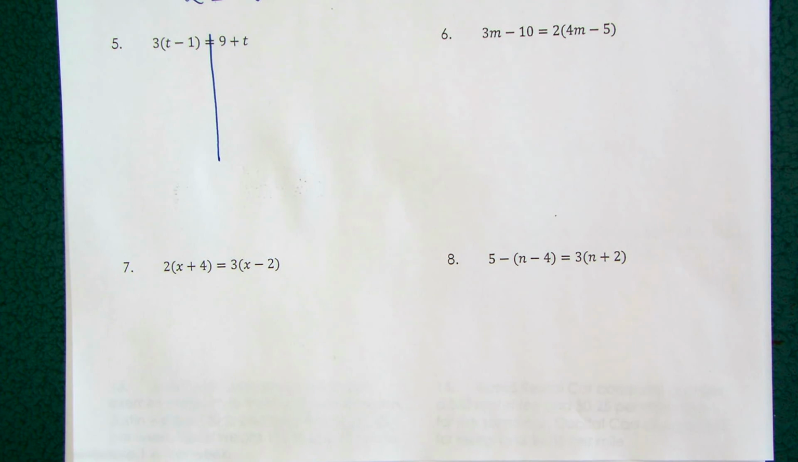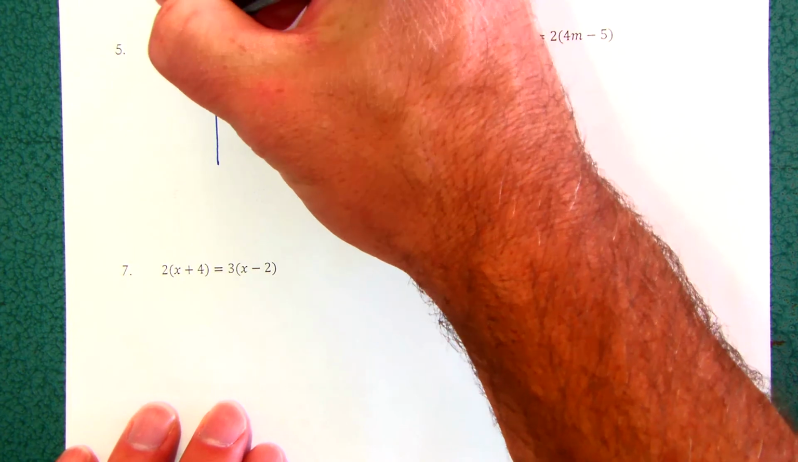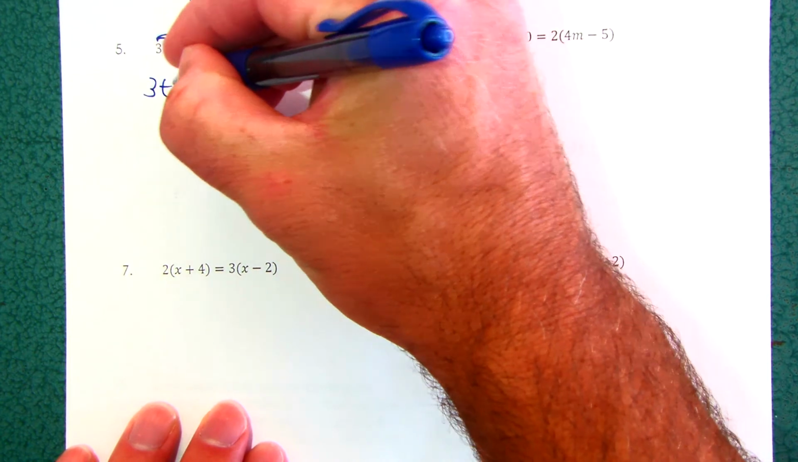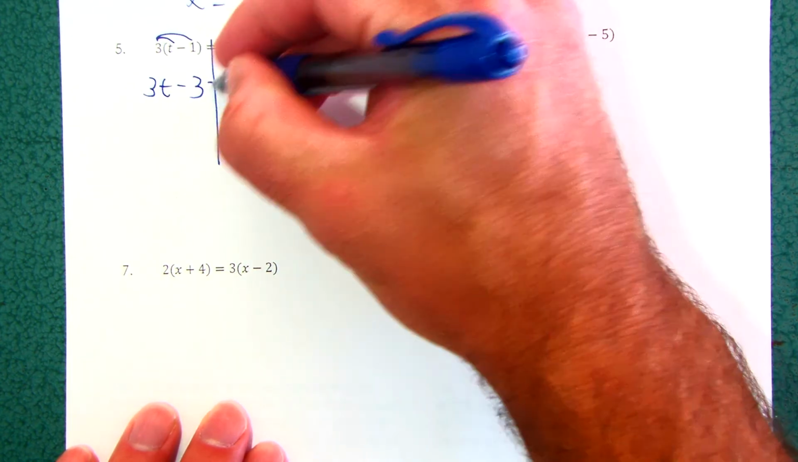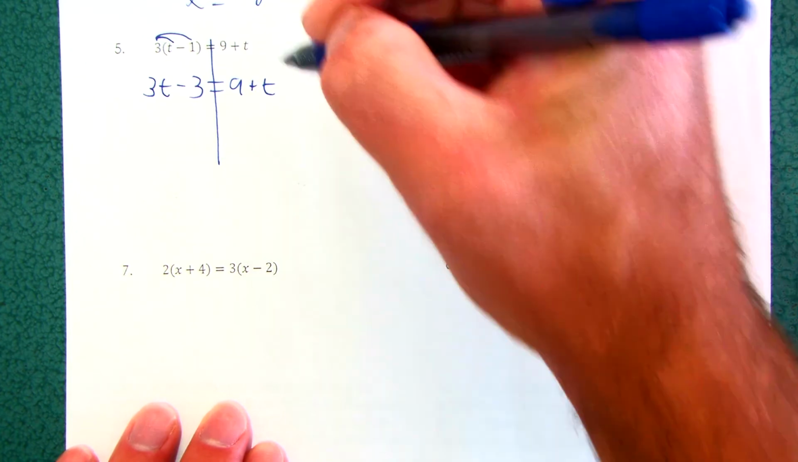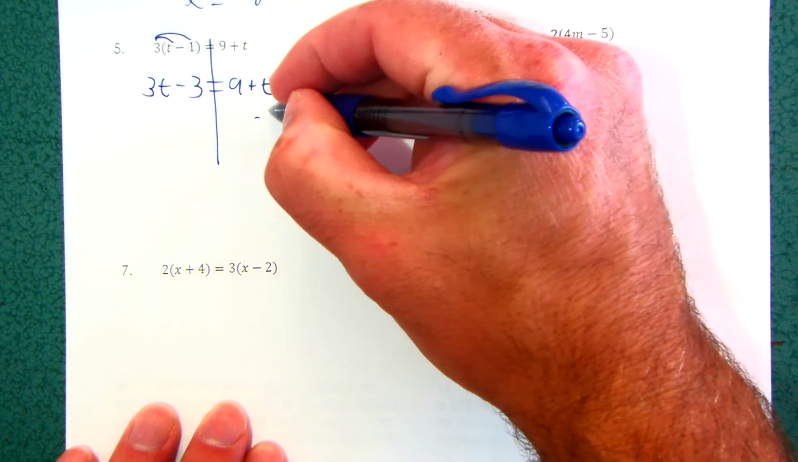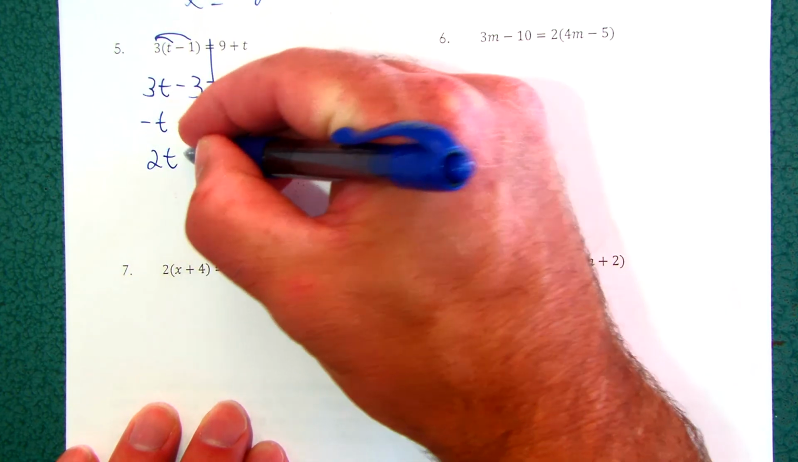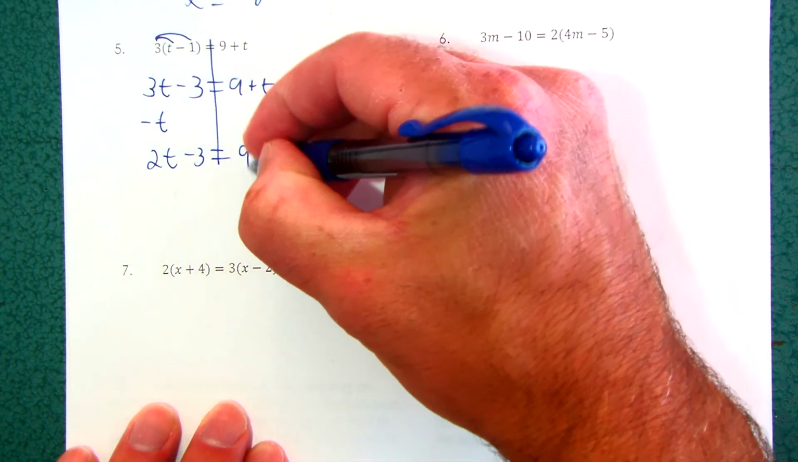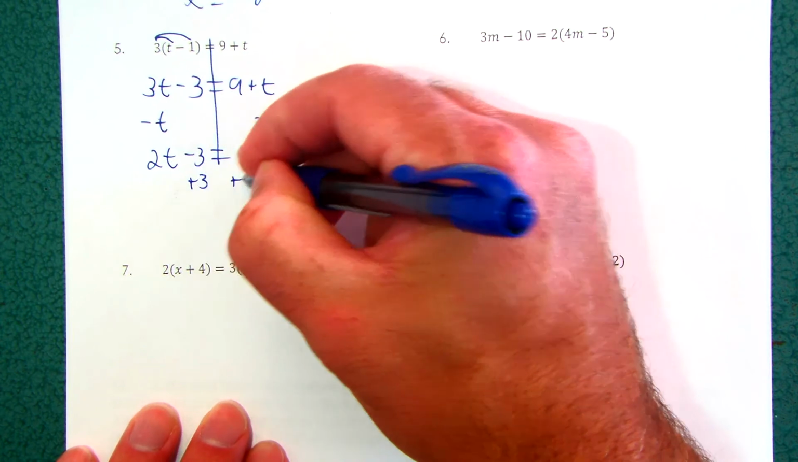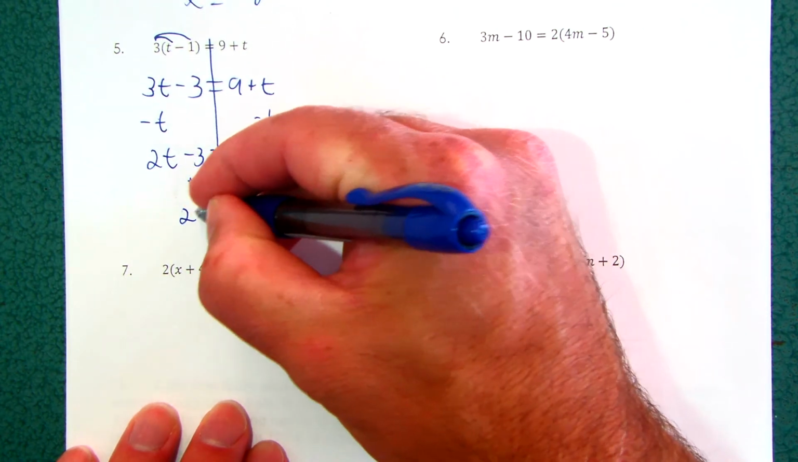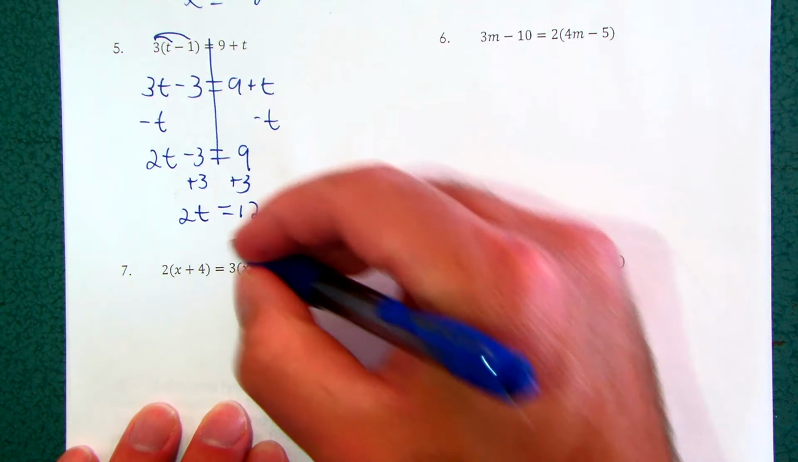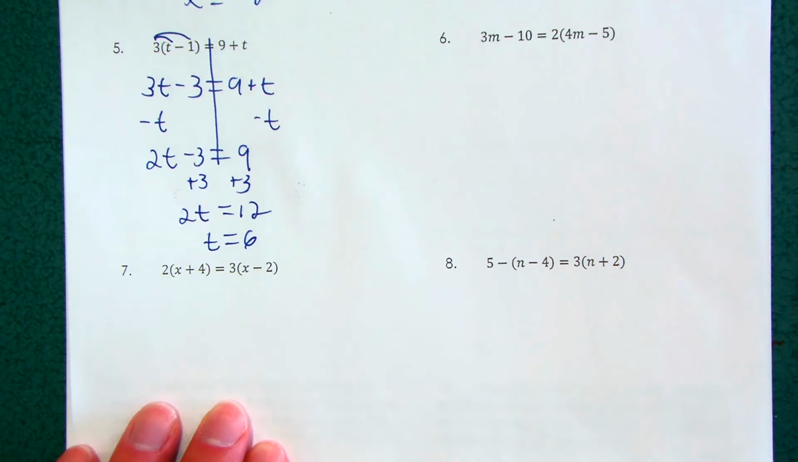Anytime you see parentheses on a problem like number 5, you've got to get rid of them right away. So distribute 3 to the t and to the negative 1. So we get 9 plus t. So subtract 1t from both sides. So we're going to get 2t minus 3 equals 9. Add 3. 2t equals 12 and t equals 6.